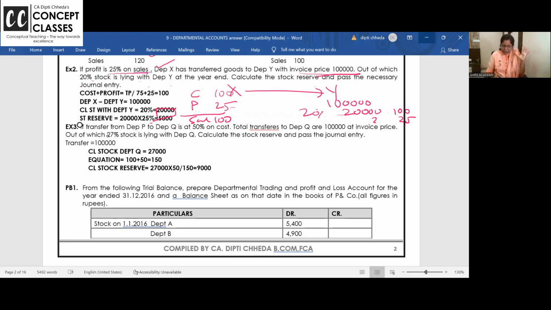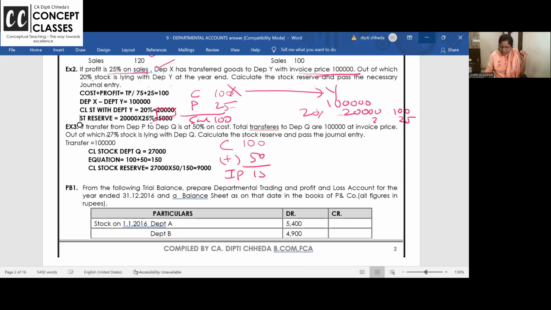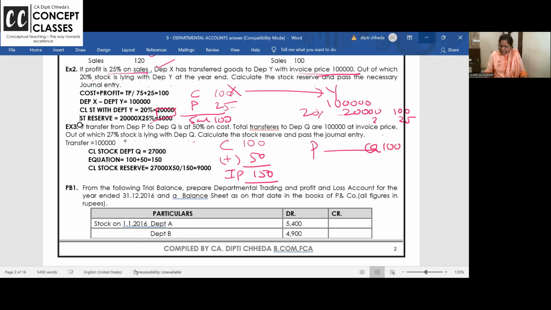If transfer from department Q, P to Q is 50% on cost, what would be the equation? This time it is 50% cost पे है तो cost को 100 लो, sales पे है तो sales को. Let cost be 100, profit be 50, invoice price or transfer price be 150. I'll not explain this concept in branch accounting again. Now total transfers of department Q at invoice price. Out of that 27% stock lying with department Q. Okay? तो P ने Q को goods भेजे 1 lakh के, उसमें अभी भी 27,000 पड़े हैं.